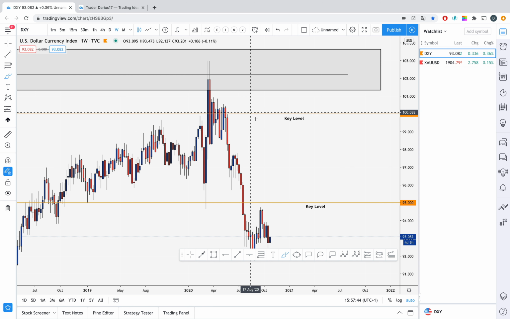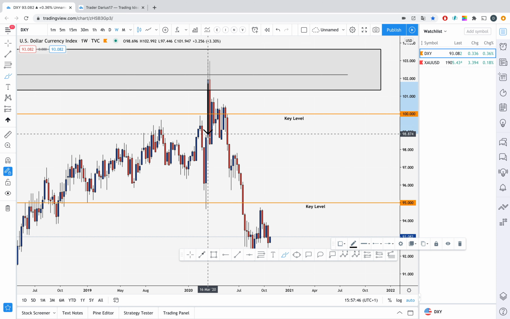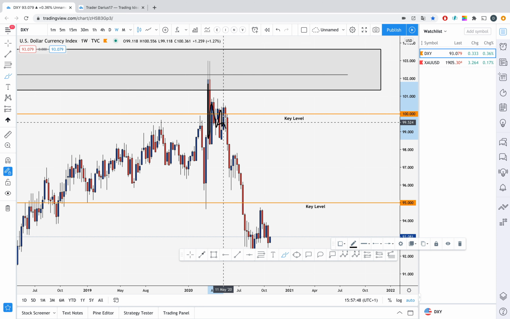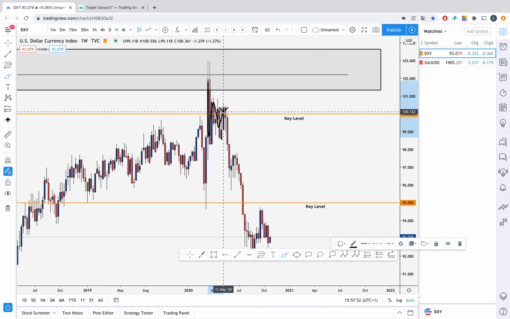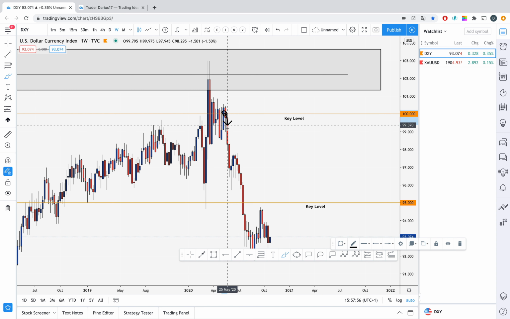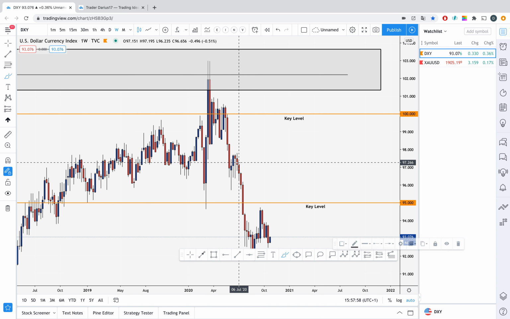And on the weekly we can see this a little bit better, because the market was ranging here in this triangle pattern, which was simply a distribution phase, and then the market started from this key level with this huge impulsive move to the downside.